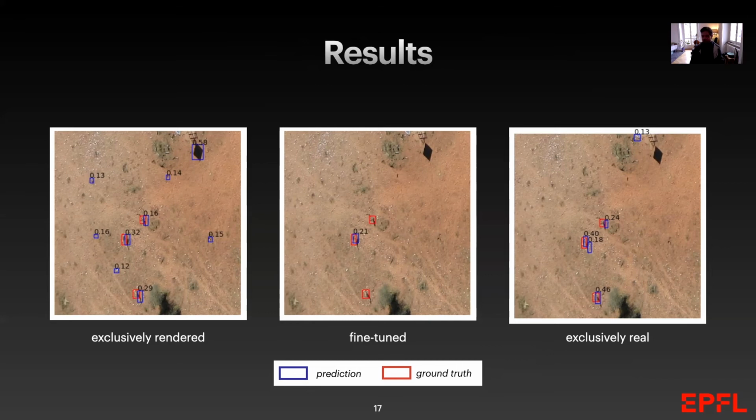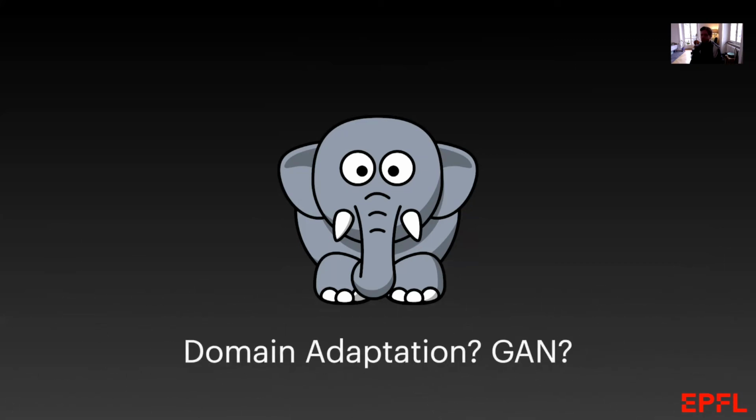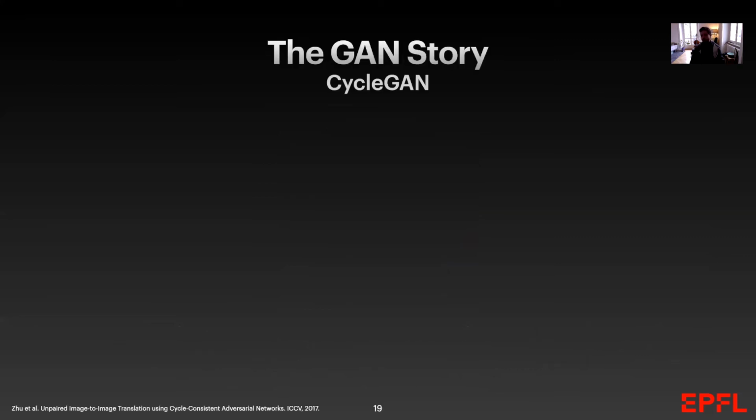Now, at this point, I guess I have to address the elephant in the room, which you might have been asking yourself while watching this presentation. And that is, we have this rendered data and we have the realistic data. So what about domain adaptation? Why don't we, for example, use a GAN to make the rendered data look as realistic as possible? Well, of course we tried. And what we did is we tried a CycleGAN, which we found to be the most stable to train and to produce the best results.